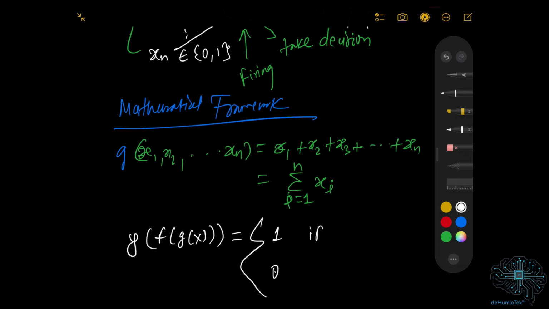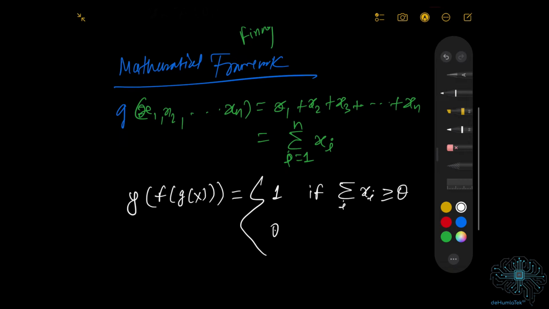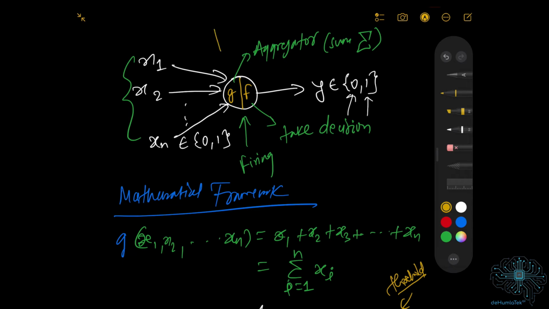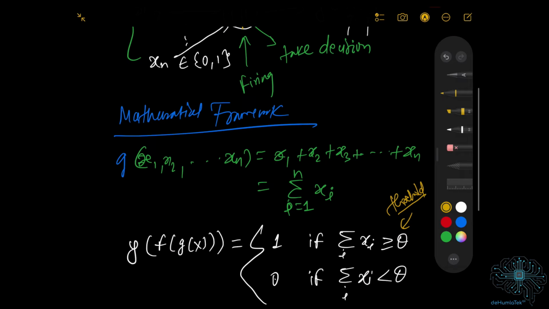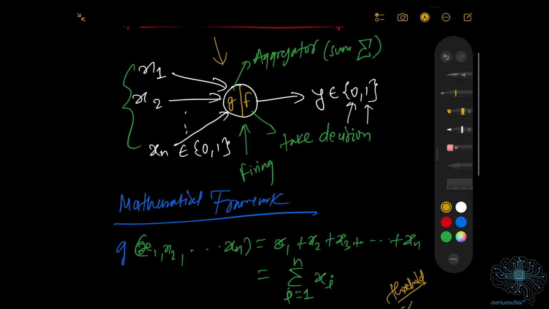This neuron will fire if the summation of all the x_i is greater than or equal to some threshold value. It doesn't fire if the sum of all those inputs is less than the threshold value. This threshold is a value which will be hand coded for this McCulloch-Pitts neuron. To make this neuron work for different purposes, we have to hand code this hyperparameter. This is the only hyperparameter we have to set for the McCulloch-Pitts neuron.